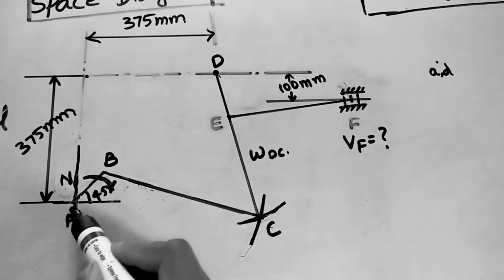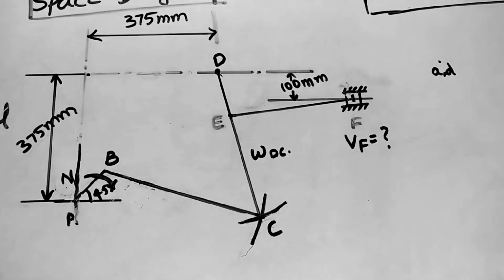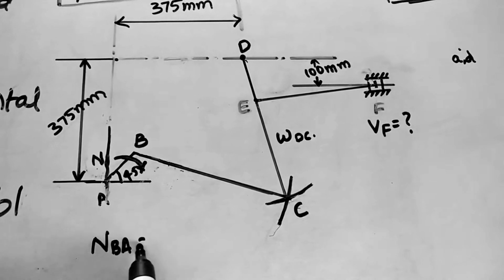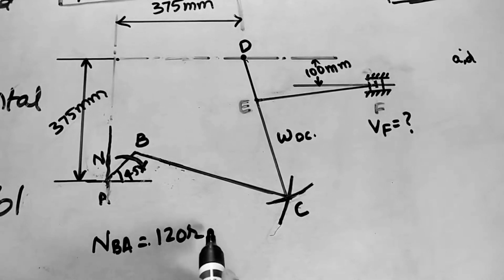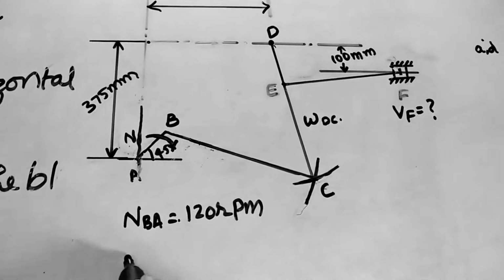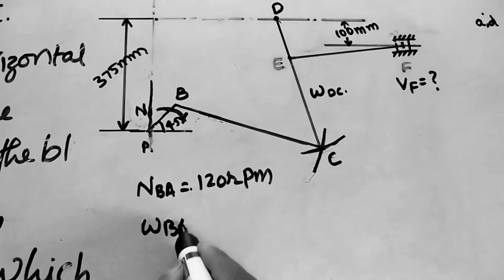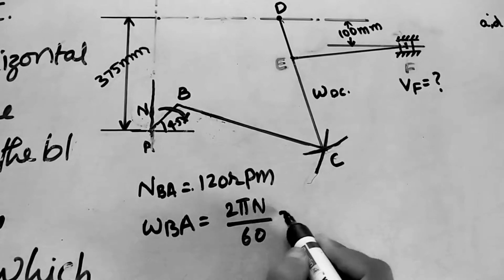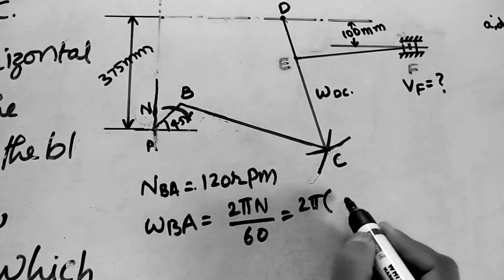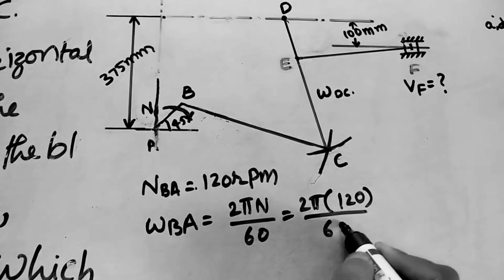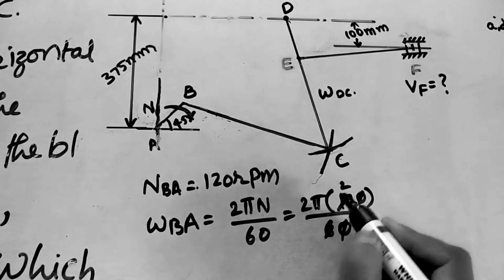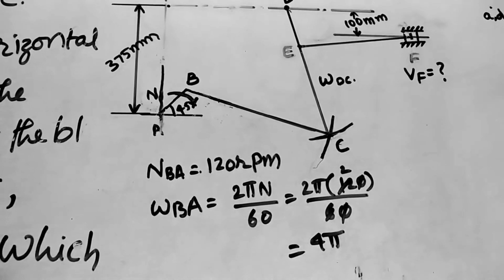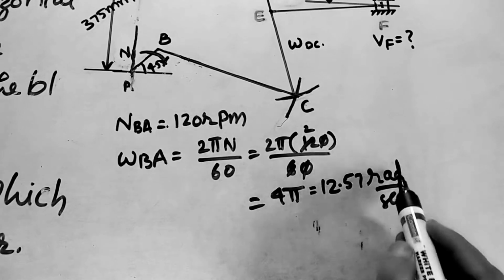Then calculate the linear velocity of AB. N AB, or N BA, is given as 120 rpm. Find the angular velocity: omega BA is equal to 2 pi N by 60, which is 2 pi into 120 by 60, so 4 pi. With the calculation, we got the answer 12.57 radians per second.